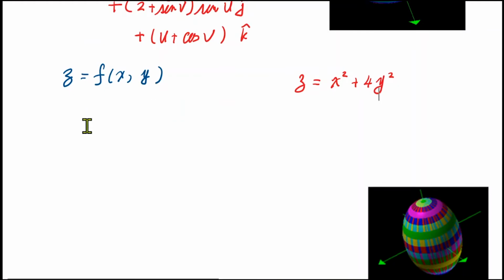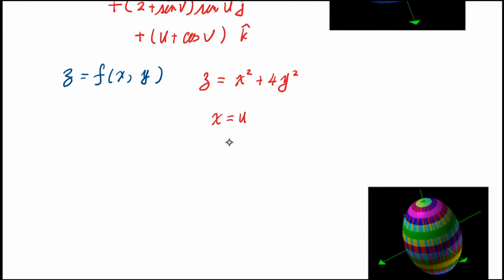Okay, now how can I parametrize this? What we can do is, I'm going to do this one first. We can just say X is U. It's the same as how we parameterize any function with a single variable. Y is equal to V if it's a nice simple vertical function. And then Z is equal to X squared plus 4y squared, so you can put U squared plus 4V squared. Would that work?